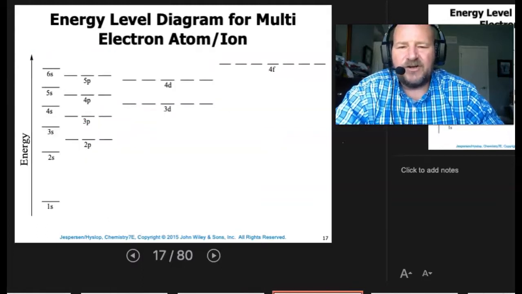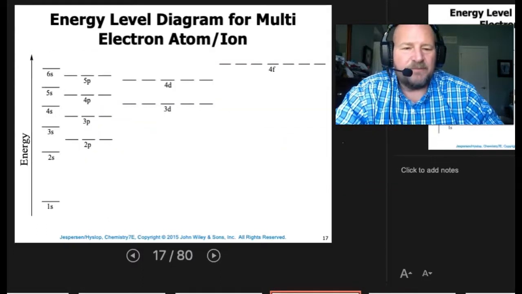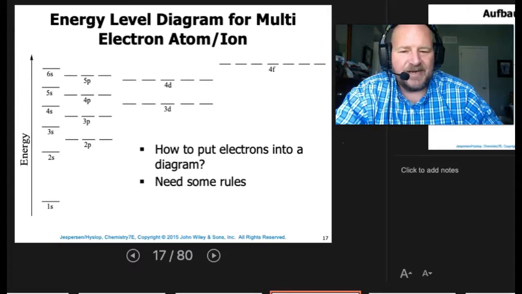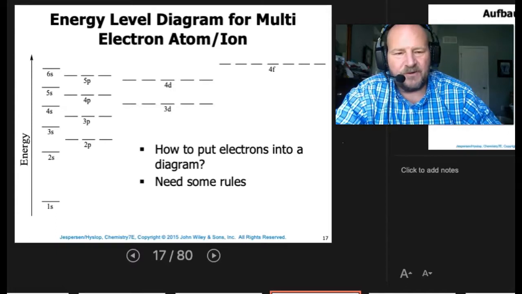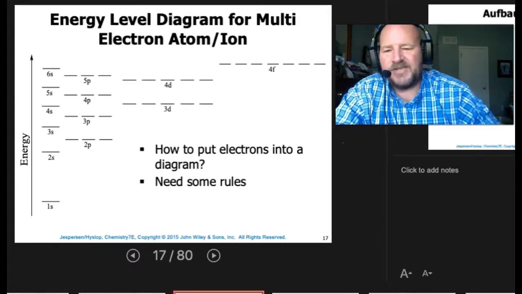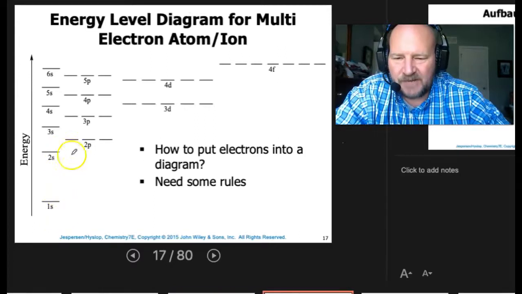Now, when we look at an energy level diagram for multi-electrons, what we're looking at is how to put the electrons into the diagram. So we're going to have some rules. The first rule is going to be the Aufbau Principle. So this is going to be our energy diagram. Notice it's keeping track of all the orbitals for us.